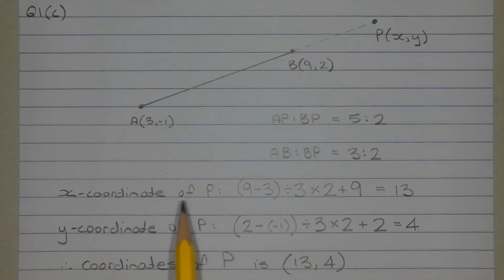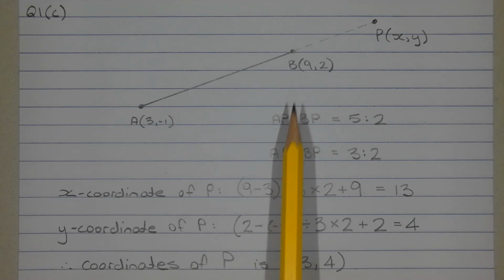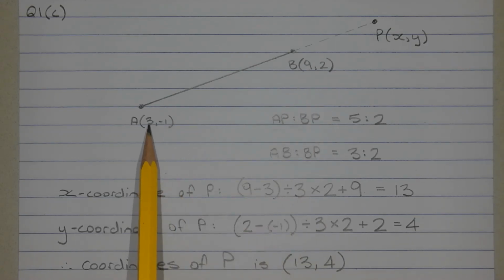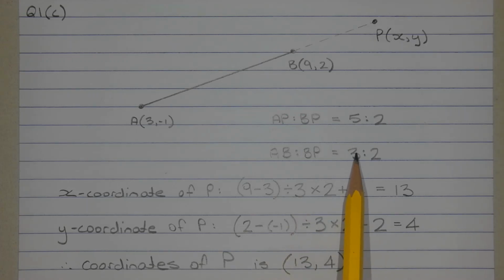So the x coordinate of P is found by (9 minus 3) divided by 3, which comes from this term here. Then we multiply it by 2, which comes from this term here. And then we add that result to 9, which comes from this coordinate here, and we get 13.